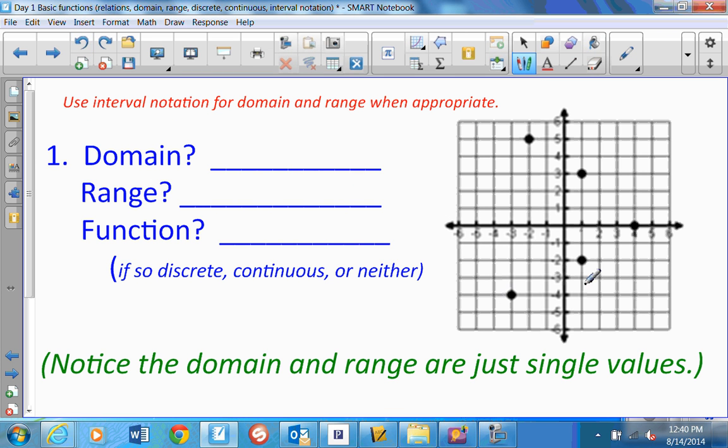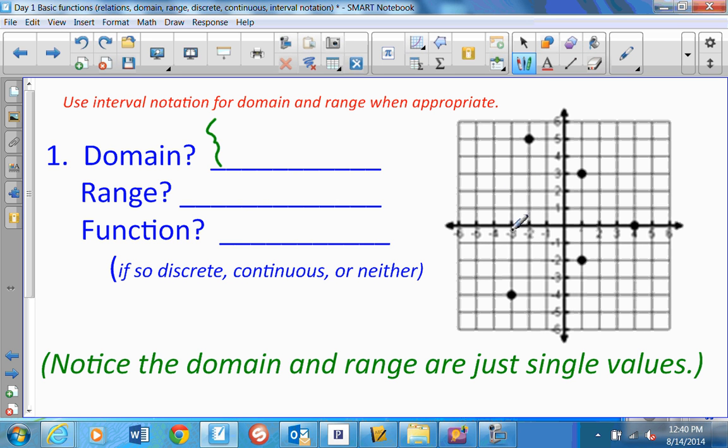So now let's look at it in graph form. We're going to tell the domain, we're going to tell the range, we're going to tell if it's a function or not, and if it is a function, tell if it's discrete, continuous, or neither. All right, here we go. By the way, when you write just the domain or range, you put it in braces because it's a set of numbers. So what is my domain here?